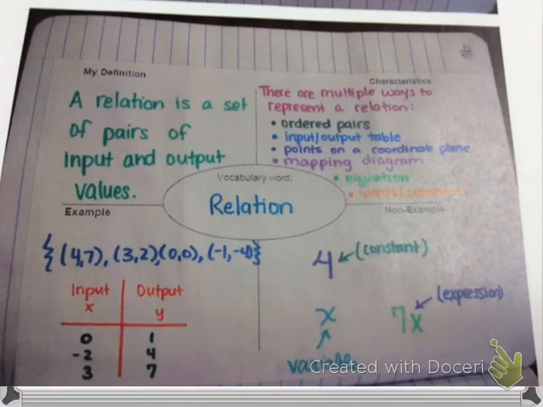The 4 is a constant, the x is a variable, the 7x is just an expression. Remember, the rule to a relation is for every input there must be an output. For example, for every ordered pair you must have an x and a y. That is the definition of a relation.